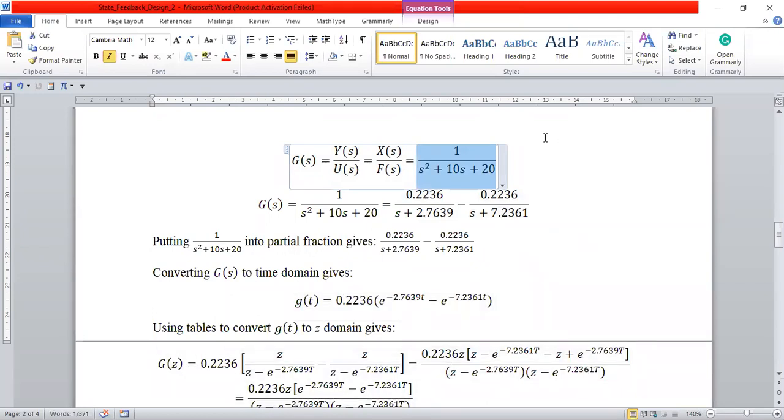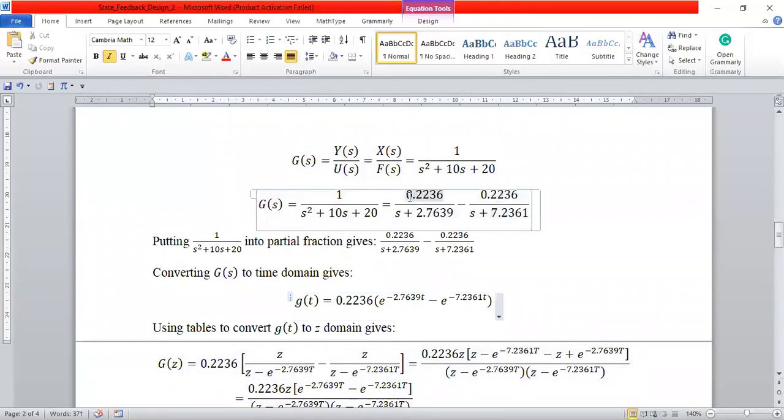There are different approaches, but the one we majorly used, and we've done those approaches. So the first step is to break it down to partial fraction. Then after that, you convert it into time domain. Then after that, you use tables to convert to the z domain. So there are 3 steps.